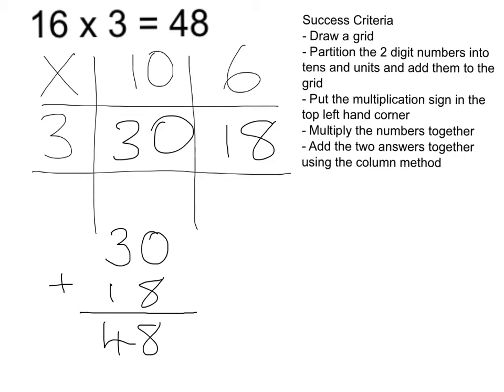Now I need to do the multiplication. So first of all, I times 3 by 10, which equals 30. Then I times 3 by 6, which equals 18. Finally, I need to add the two answers together using the column method. That is 30 and 18. I need to remember to line up my units and my tens. And the answer is 48.